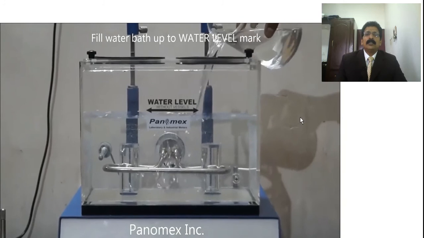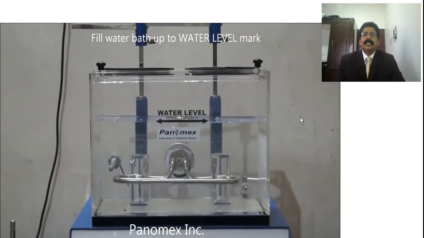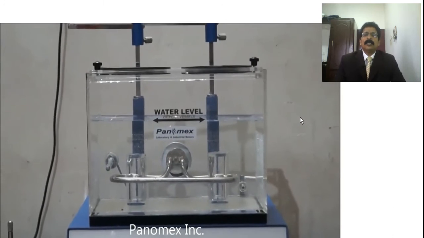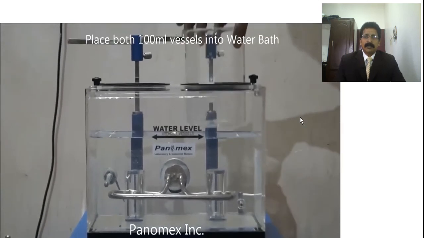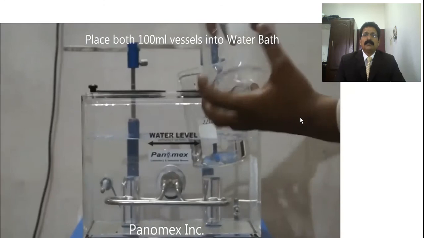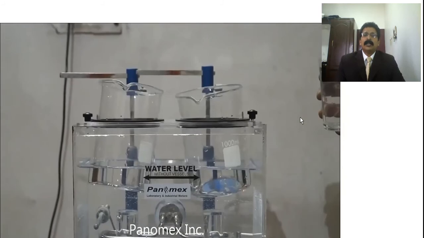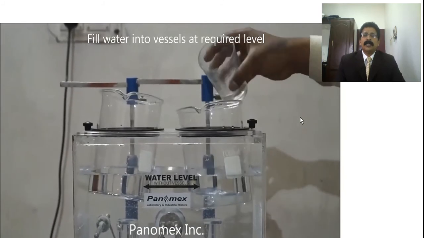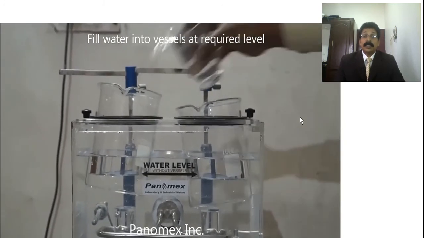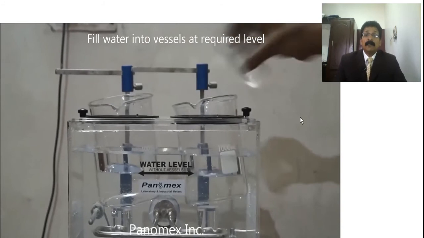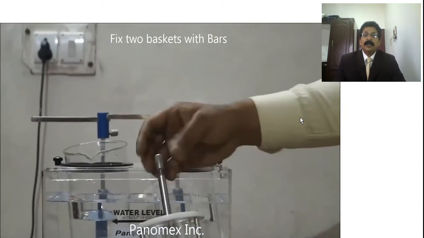You have to fill the water up to the water level mentioned in the instrument, and then you keep 1000 ml beakers, as we have seen in the monograph. You keep the 1000 ml beaker here and pour the gastric fluid inside the beaker. It is gastric fluid or a buffer, they use Ringer solution, which will be equal to the gastric fluid.